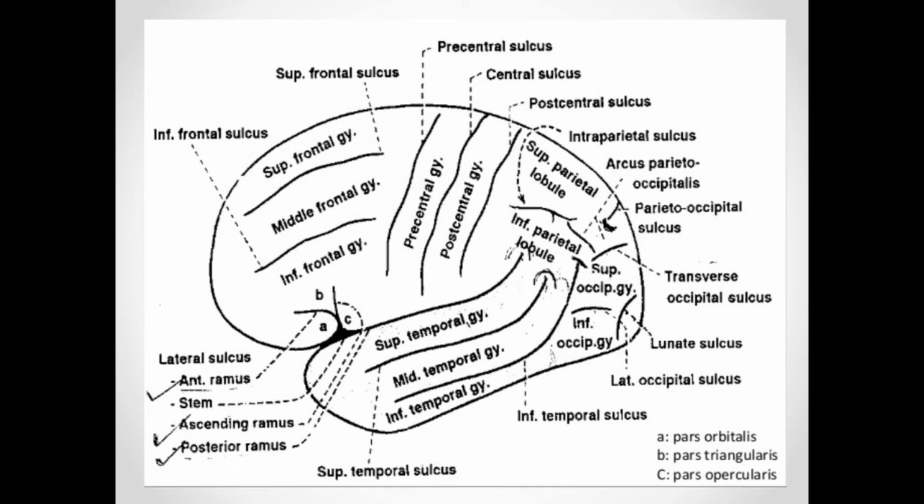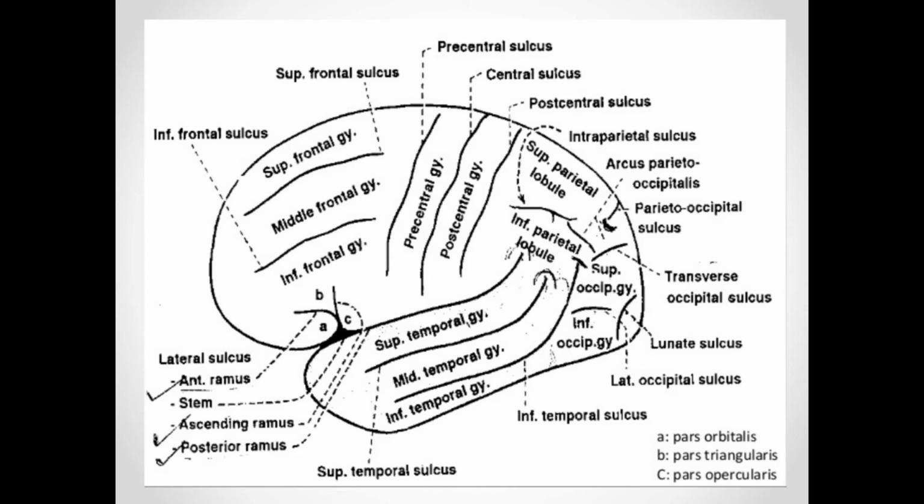Next, in the frontal lobe, there is the superior frontal sulcus and middle frontal sulcus. So this part is divided into superior frontal gyrus, middle frontal gyrus and inferior frontal gyrus. Then the lateral ramus is divided into anterior and ascending ramus, which is divided into a part called pars orbitalis. You can see here pars orbitalis, pars triangularis and pars opercularis. You have to name this, okay? Pars orbitalis, pars triangularis and pars opercularis.